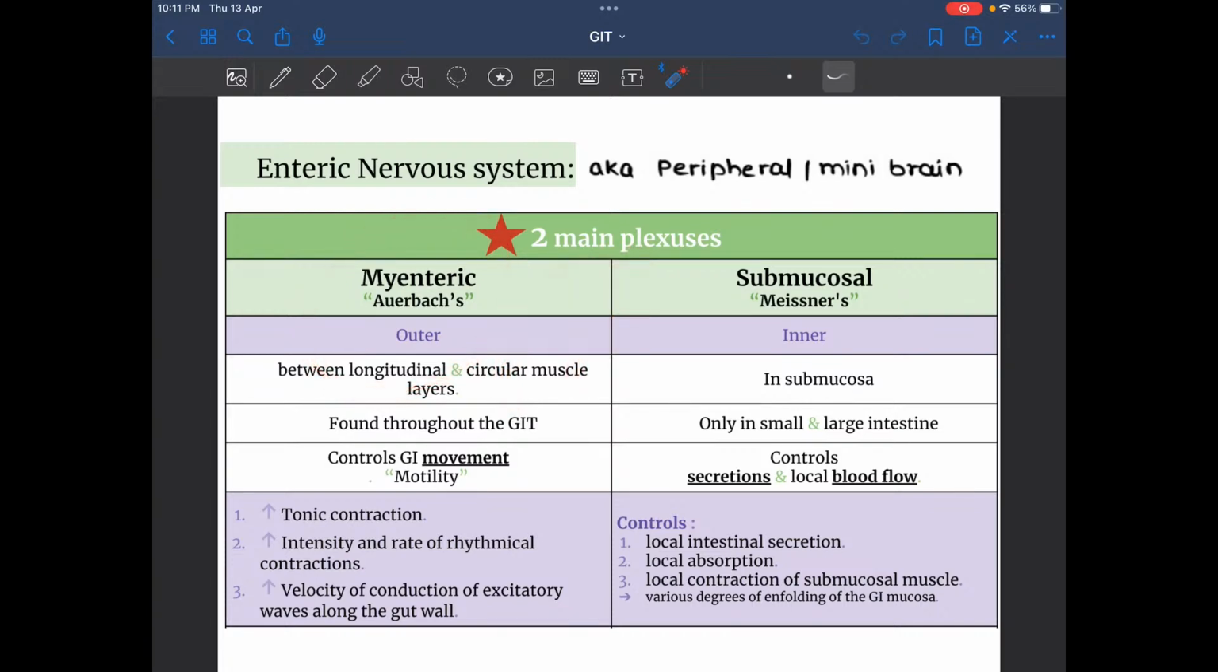What was it doing actually? It was the one which was controlling your motility. And what about the submucosal Meissner's plexus? It is present in the submucosa. And what does it control? It controls two things, that is your secretions and your local blood flow.